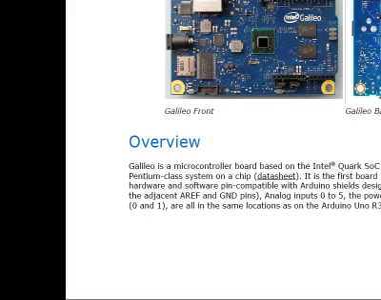Intel Galileo is also an open hardware platform. This little board has just been released, and it's based on the Intel Quark SoC X1000 application processor, which is essentially a 32-bit Intel Pentium class system-on-chip processor. This Galileo board is the first board based on Intel architecture designed to be hardware and software pin compatible with Arduino shields designed for Uno R3.